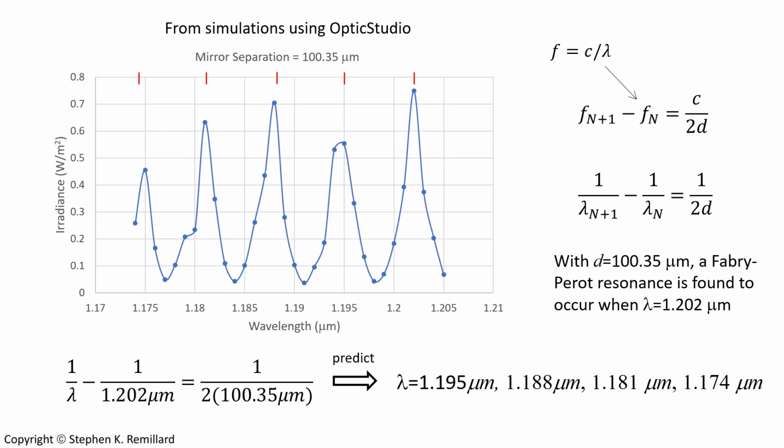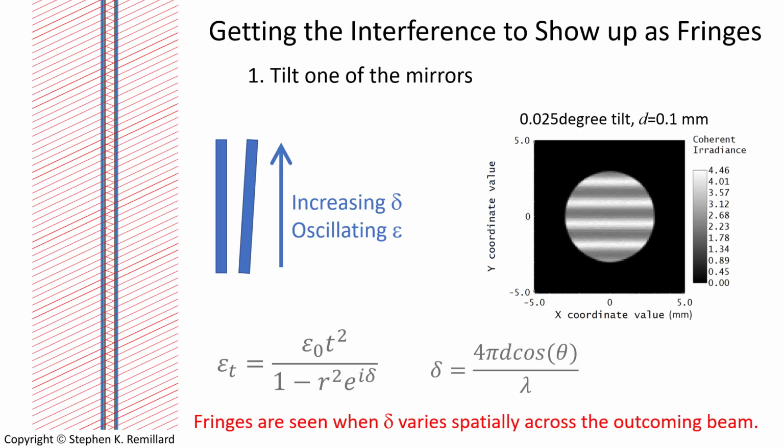But now all we're doing here is looking at the irradiance coming out of the back mirror. There's no pattern to it. In fact, I used a single pixel detector to pick up that irradiance in the simulation. There are in fact fringes, they just don't happen automatically. There are two ways to see these interference fringes.